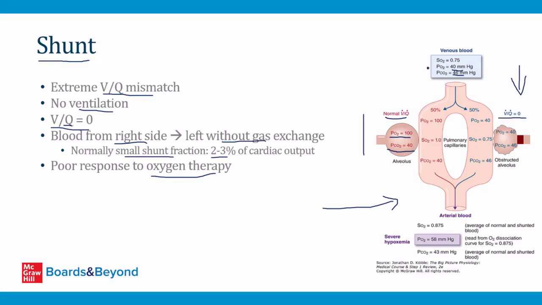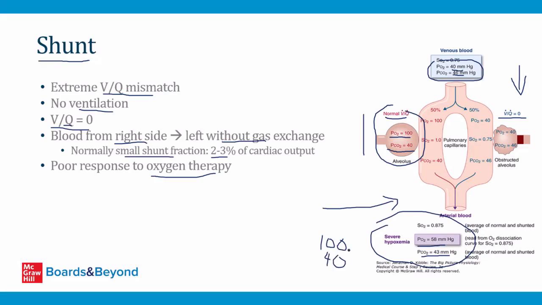Because the VQ is 0, there's going to be no change in these characteristics of venous blood. It's just going to flow to the other side of the lungs without ever changing the amount of oxygen and carbon dioxide it holds. When it comes out, it's going to mix with the normal blood, and we're going to get something like we've described down here. So we're going to have an overall low PaO2 and an overall high PCO2 compared to what we would normally have, which is a PaO2 of about 100 and a PCO2 of about 40. So that's the first thing that happens when you have a shunt: you get hypoxemia.